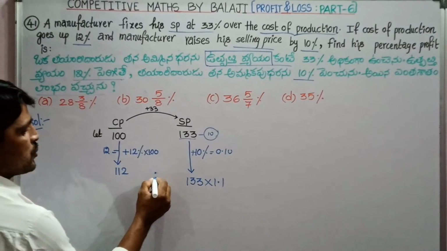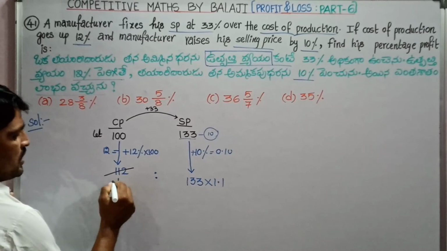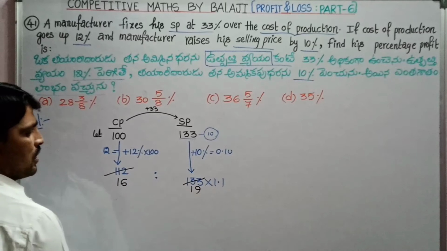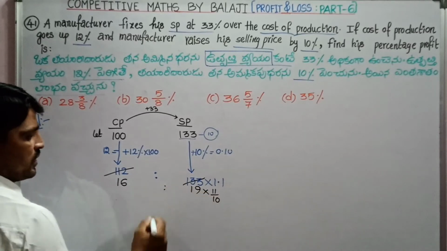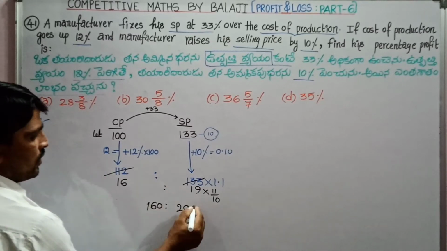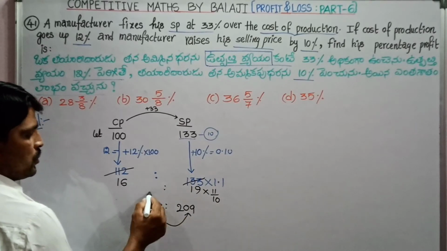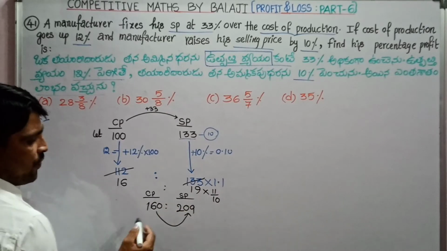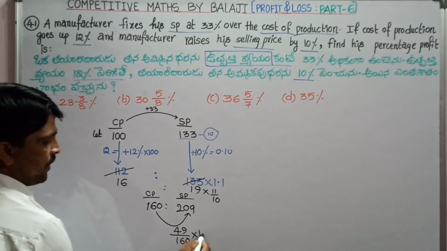So consider their ratio. 7 ones are 7, remainder 4, 7 6s are 42, 7 19s are 133. 11 can be written as 11 by 10. That is the ratio. So transform 10 here: 160, and 19 11s are 209. So CP is 160 and SP is 209. There is a profit of 49 over 160, but we have to convert it into percentage.